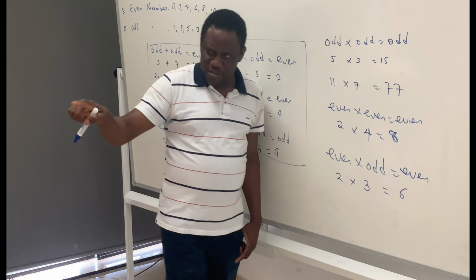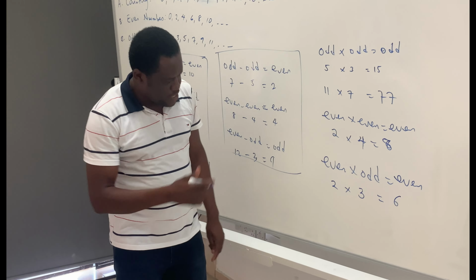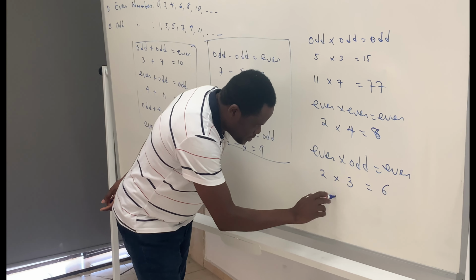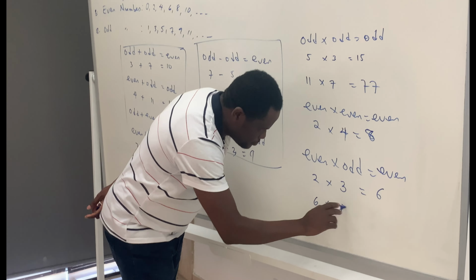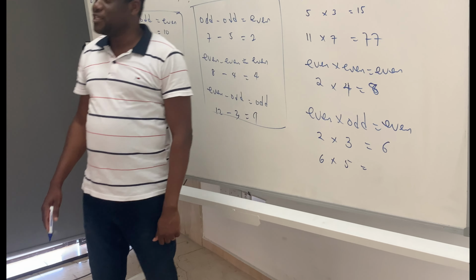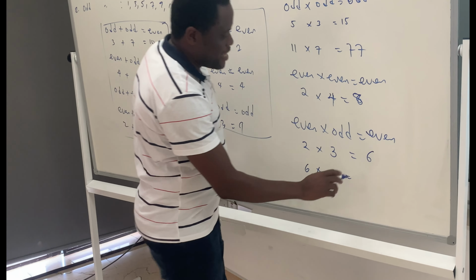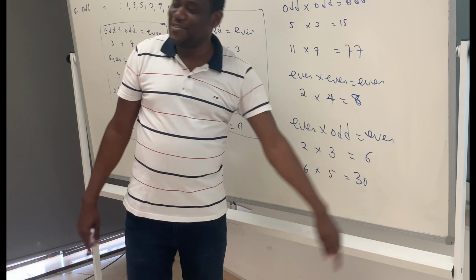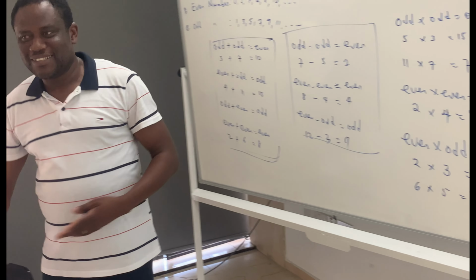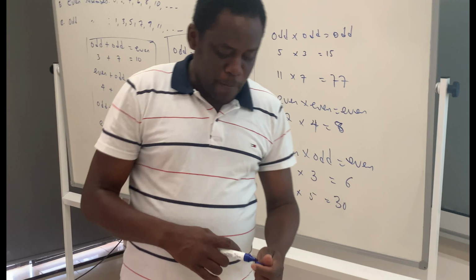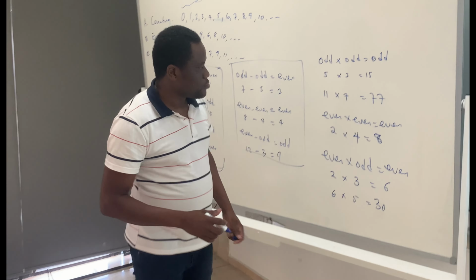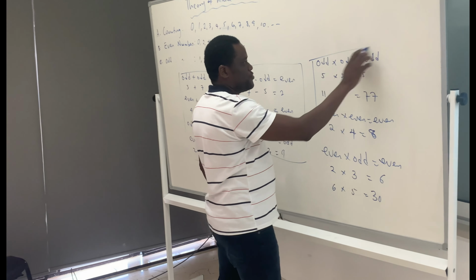Okay, let's try another number. Maybe this one is just lucky, right? Let's try 6 times 5. 6 times 5 is what? It's 30. And 30 is even. You see how we are playing around with this? We can also do the same with division.